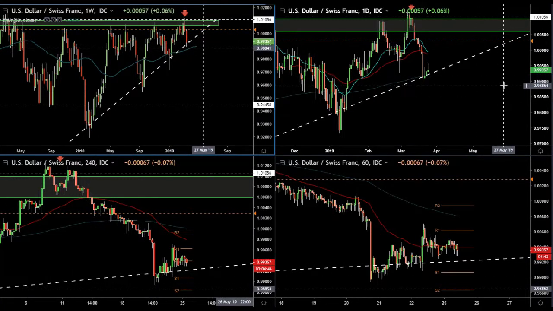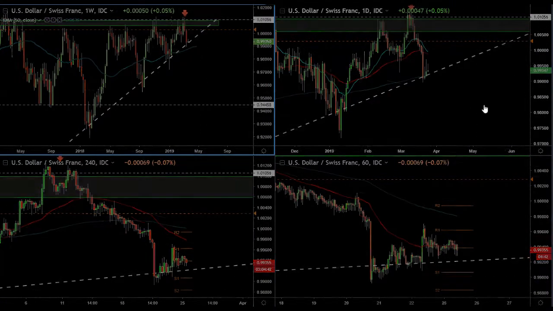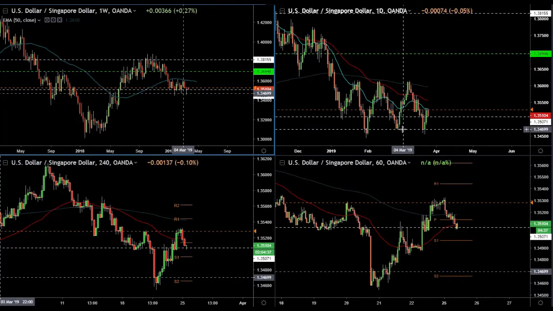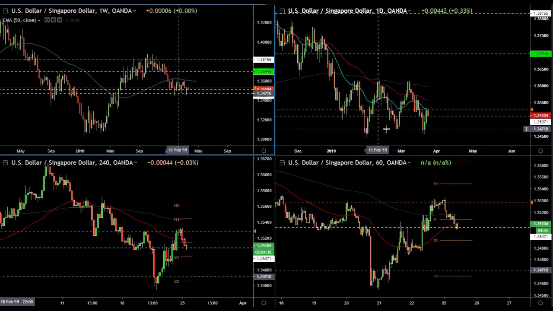So this is solely on the dollar. Another interesting pair is the dollar Singapore dollar, which now formed, you couldn't call it a head and shoulders, but it's definitely a double bottom.